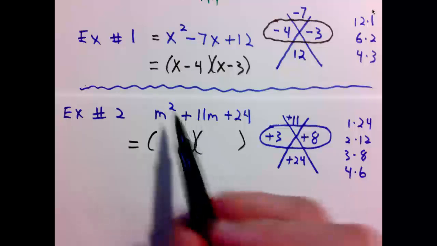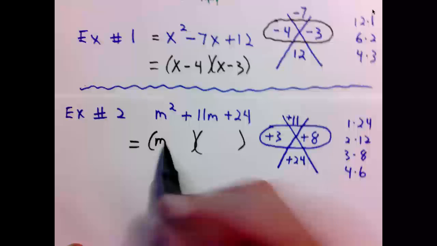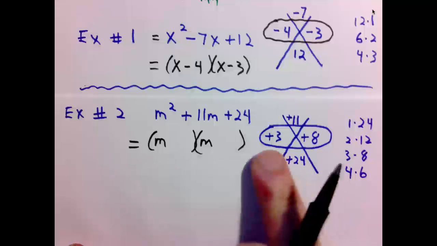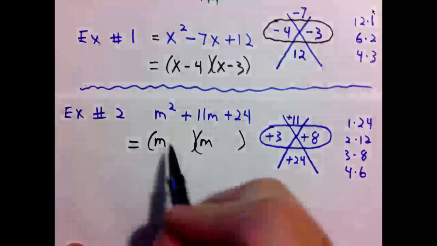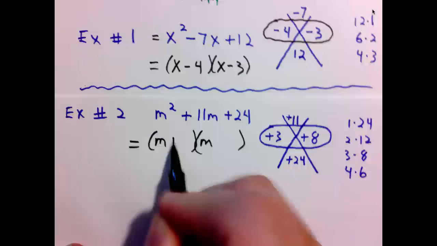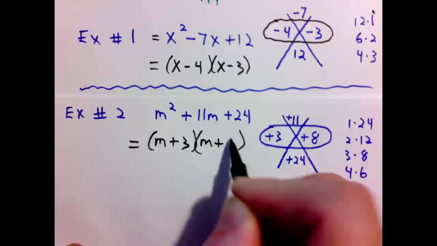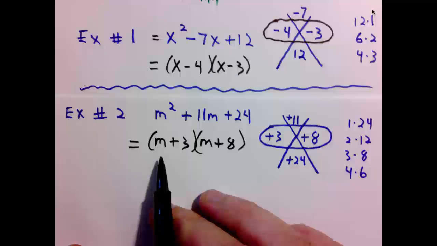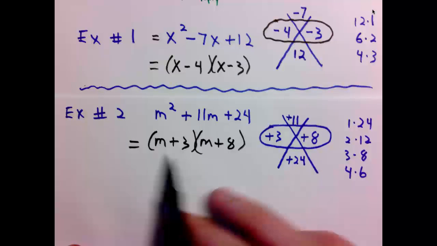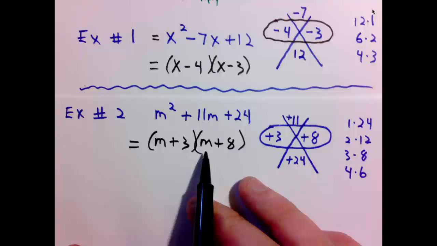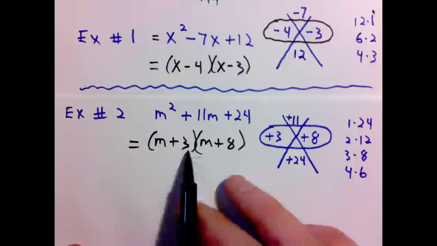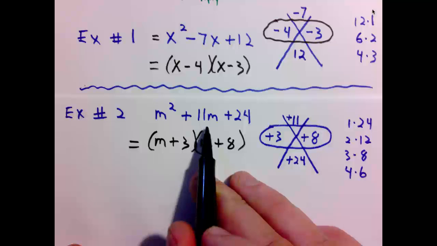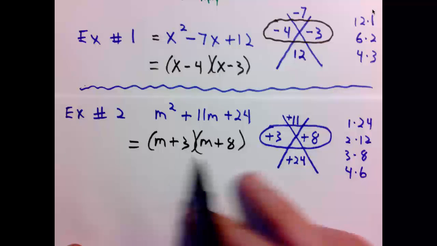We want to get an m squared, so we know it's going to be m times m. And then simply these two are the constant terms, plus 3 and plus 8. Again, using our FOIL multiplication. First, m times m is m squared. Then the inside 2, 3m, and the outside 2, 8m, add for 11m. Lastly, 3 times 8 is 24.